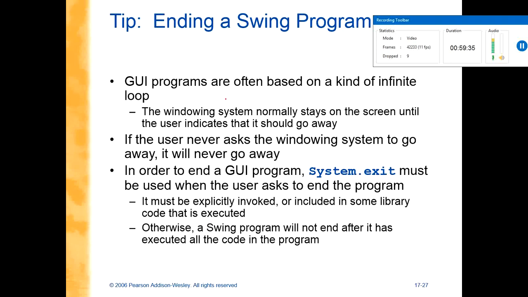GUI programs are often based on a kind of infinite loop windowing system. If the user never asks the windowing system to go away, it will never go away. So we must write somewhere in the button system.exit, so that whatever space or memory my frame program is occupying, it should be released.